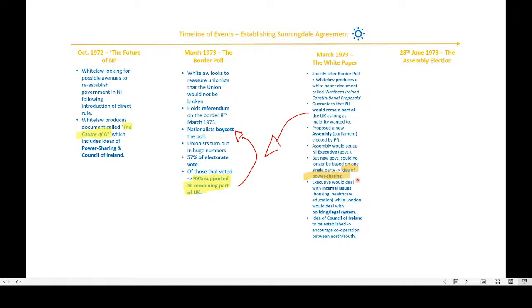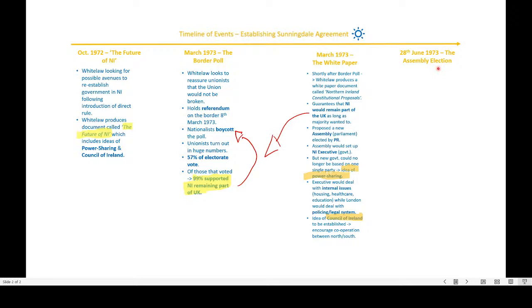So this executive, or this new Northern Ireland government, would deal with internal issues, so housing, healthcare, education, while London would still look after, let's say, bigger picture ideas like policing and the legal system. This White Paper also introduced the idea of a Council of Ireland to be established that looked to encourage cooperation between North and South. And I'm going to highlight that Council of Ireland, as that's going to be a big sticking point for Unionists, as they saw that as a stepping stone towards a united Ireland.